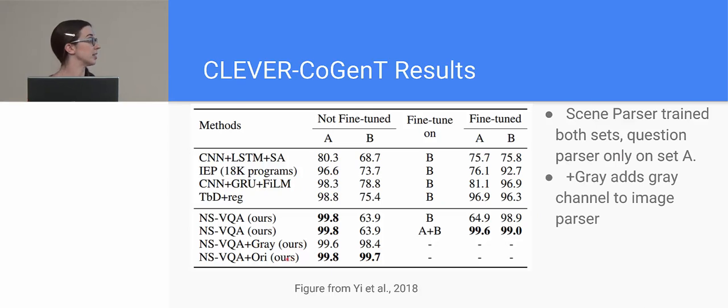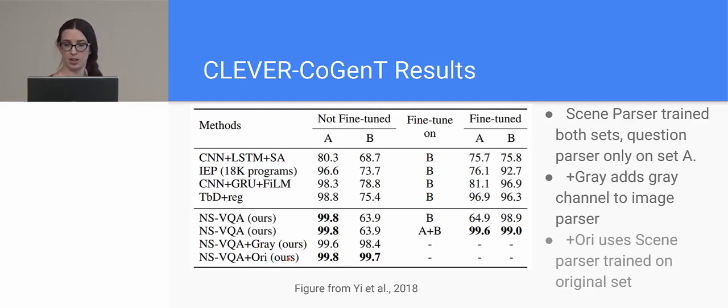In the plus gray example, they added a gray channel to the scene parser to see if that gave some generalization about the colors. And then in the plus ORI, they actually just used the original scene parser that was trained on the full original data set. And that one actually does outperform all of the others. So even if our question parser has not learned those things before, just having the scene parser trained on both of those original sets, then that improves our performance.